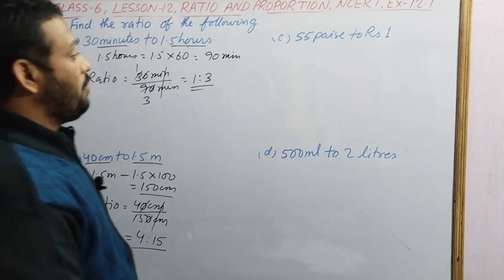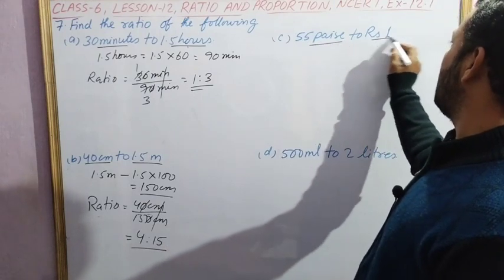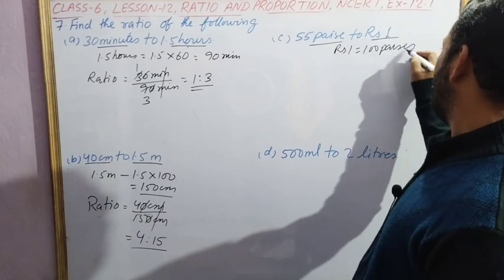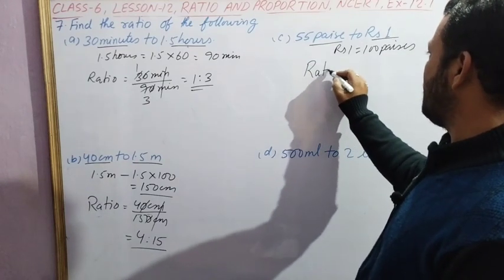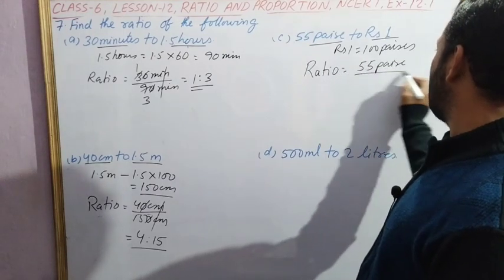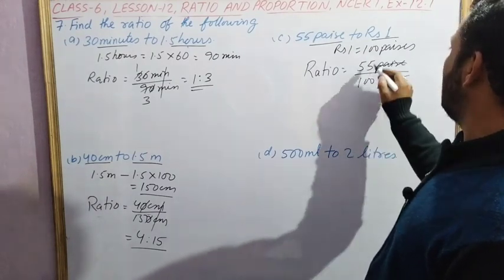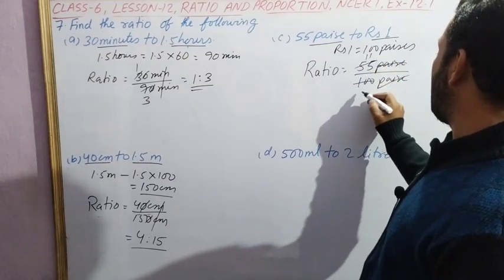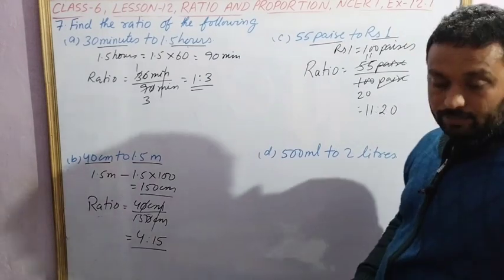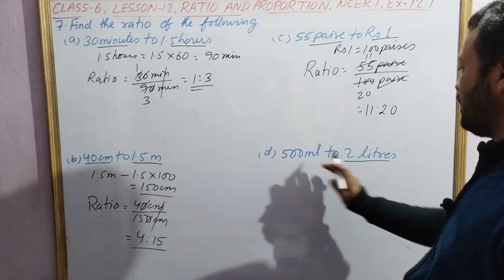Question number C, we have 55 paise to rupees 1. Here we have paise, here it is rupees. So we will change rupees 1 equal to 100 paise. Now we will write the ratio equal to 55 paise by 100 paise. Now cancel, 5 times 11, 5 times 20. So the ratio will be 11:20.